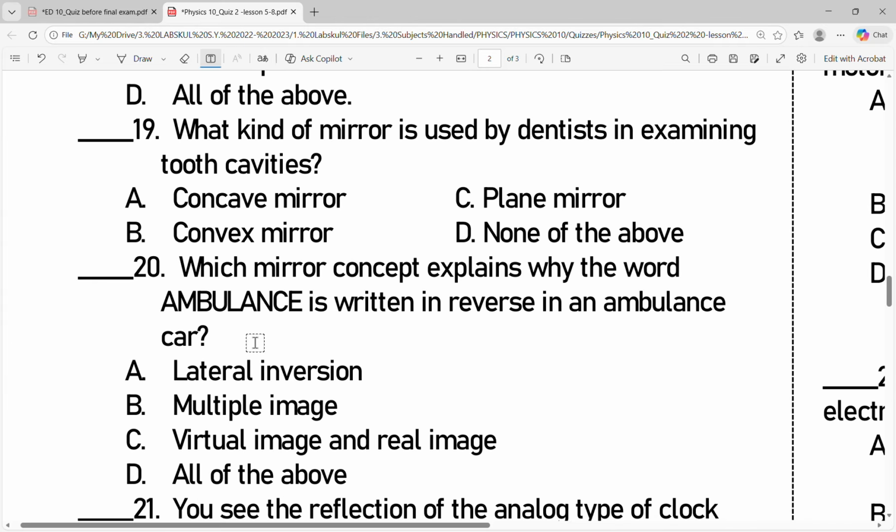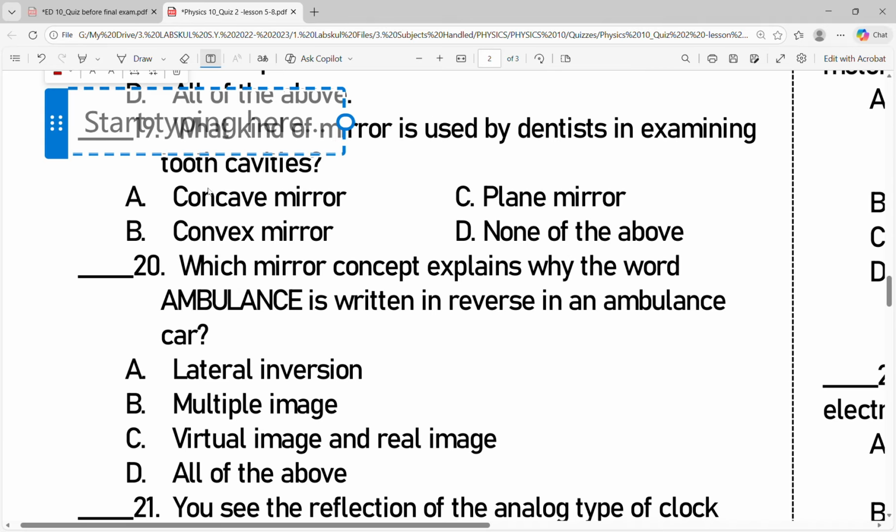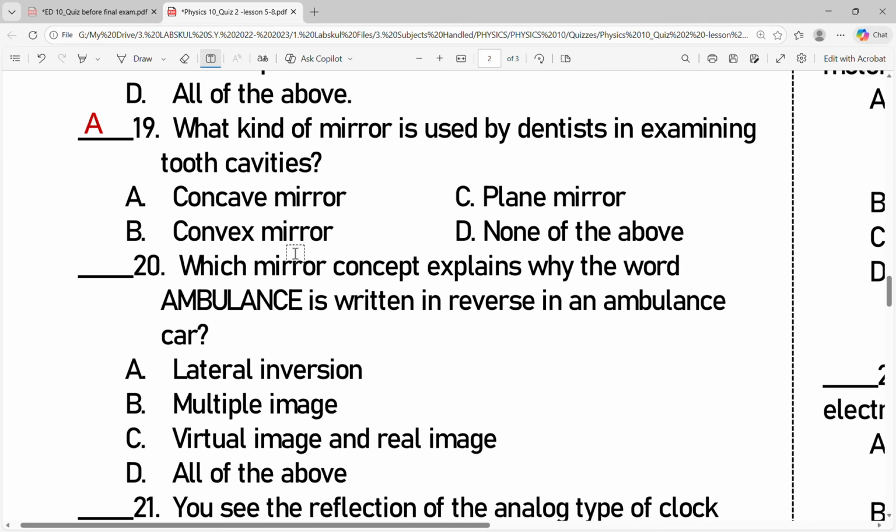19, what kind of mirror is used by dentists in examining tooth cavities? So the main reason why dentists use this type of mirror is for them to see the reflection of the tooth that they're checking enlarged or magnified, para mas klaro ang cavities, ginapalapit siya. So when you realize, looking through the simulation activity that we had, if it is within the focal length or very near the concave mirror, you could see an enlarged image upright. So that is what dentists use. So the answer in number 19 is letter A.